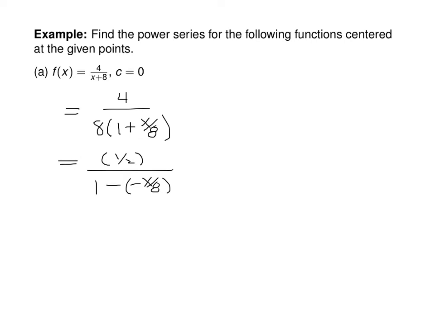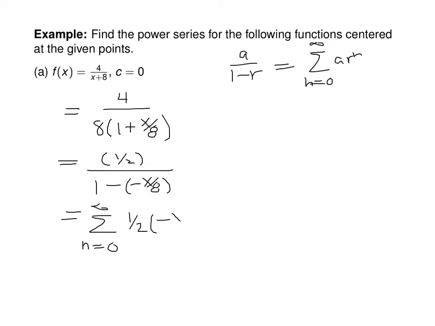And now we can use the fact that a over 1 minus r is equal to a sum from 0 to infinity a r to the n. So this will be expressed as a sum from 0 to infinity 1/2 times negative x over 8 to the n.